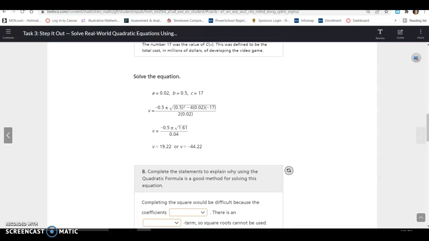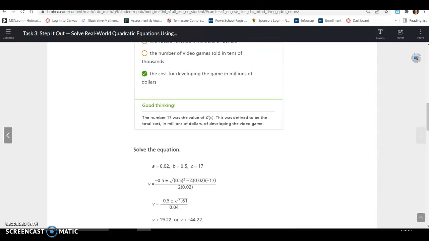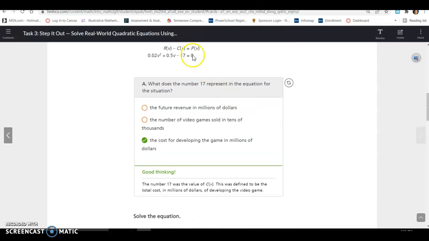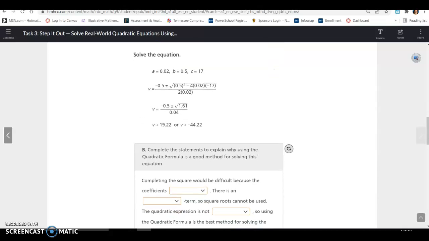All right, so it says solve the equation. If you look, we do have a quadratic equation here. We have a V squared plus V plus or minus C equals 0. So we got an A, B, and a C. In this case, we're just using the variable V, but it's still a quadratic equation because we have a V squared. All right, so we've got A, B, and C. We're going to plug it into the quadratic formula and then simplify.